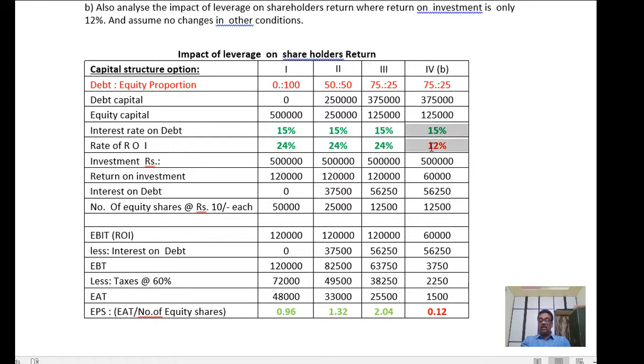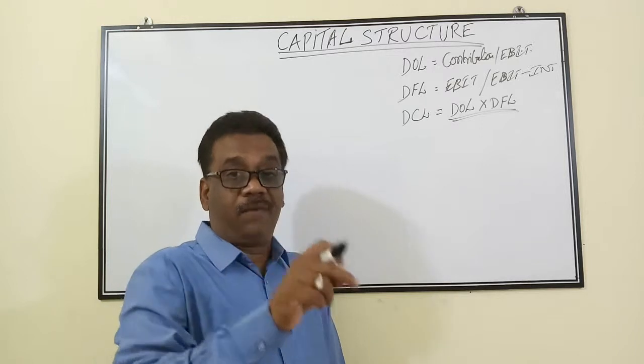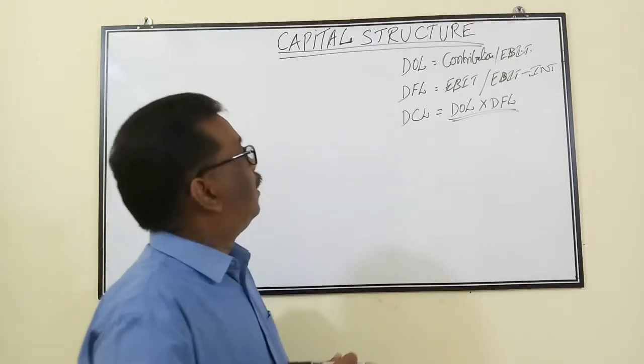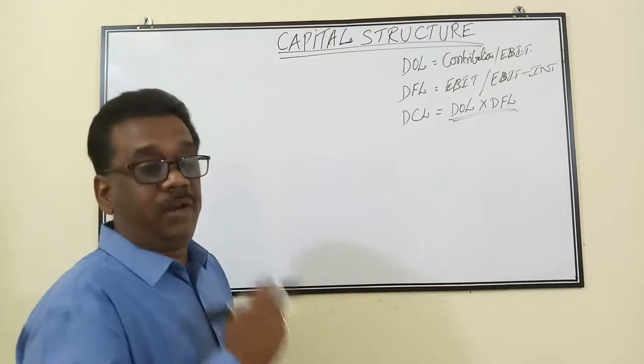When it is reversed, with 12% return on investment and 15% interest on debt, it gives a negative impact. Finally, we can conclude that the firm should always pay attention to see that the return on investment rate is higher than the interest on debt, irrespective of the debt proportion. At whatever level the debt is exercised, it will then have a positive impact. Right. Having understood the impact of leverage, let us see how to estimate the leverage.